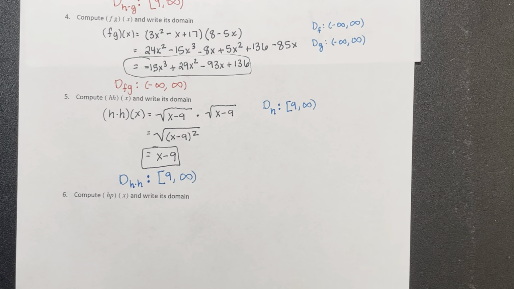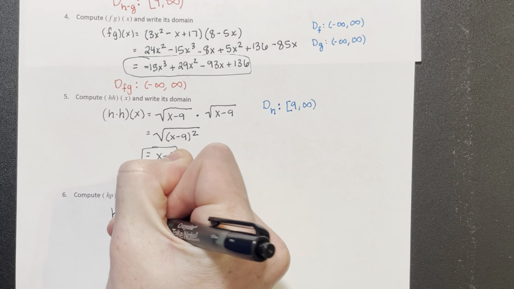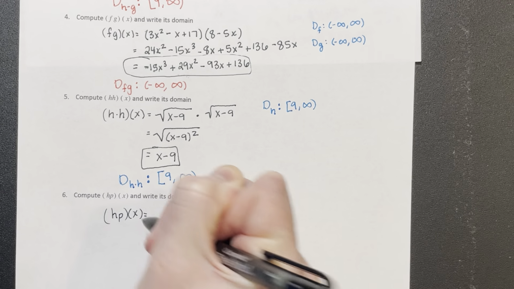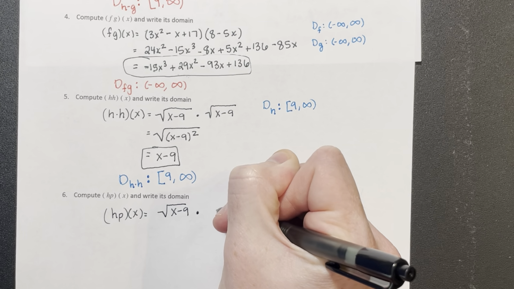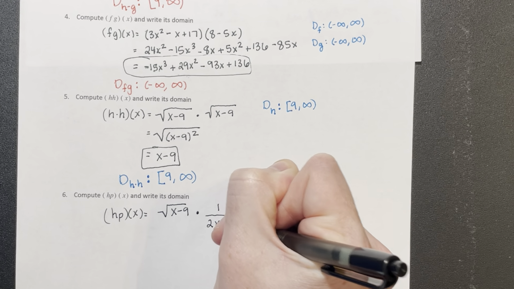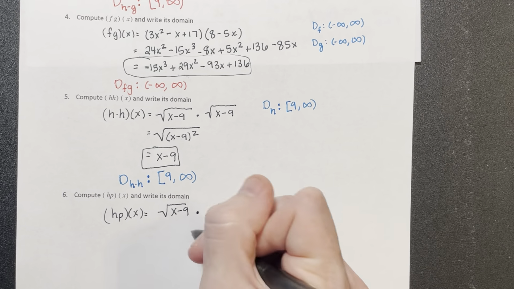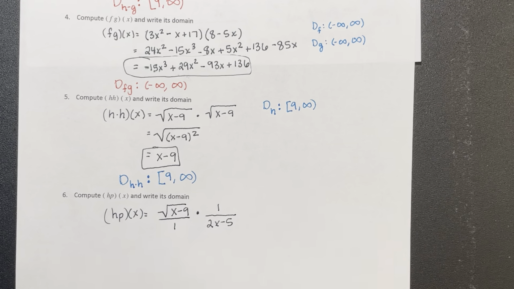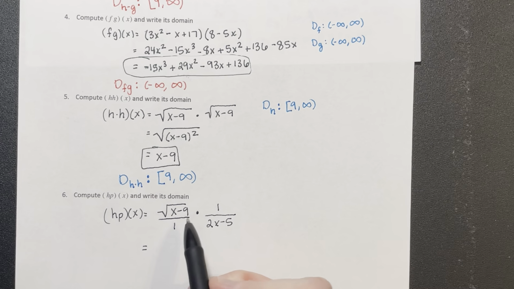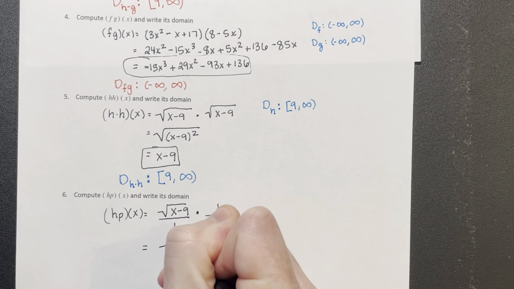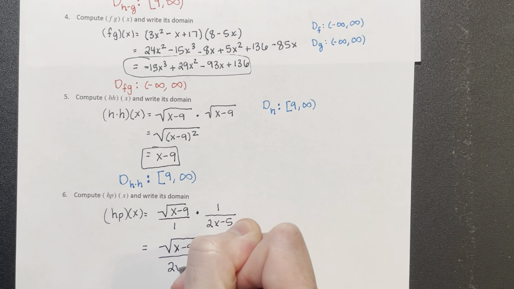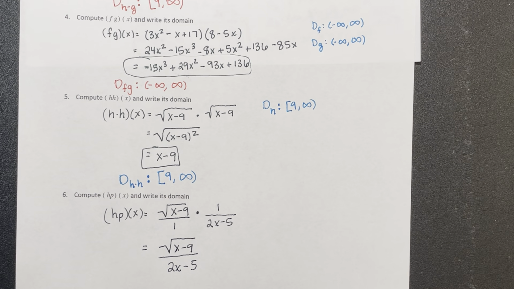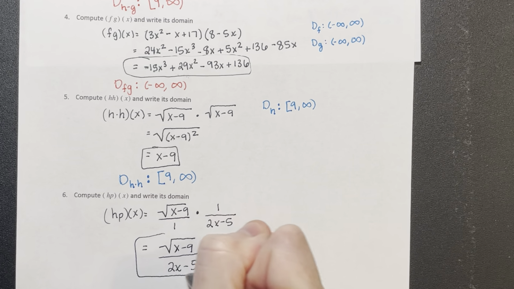The last one, h times p. h was the square root of x minus 9, and times p, which is 1 over 2x minus 5. We're going to have to multiply those. Now, this doesn't have a fraction, but you can make it into a fraction by just putting it over 1. It's implied. So if I multiply fractions, I'm multiplying straight across. That would leave me with the square root of x minus 9 over 2x minus 5, because you're just multiplying by 1. So this function stays like this. There's nothing we can do to simplify that.